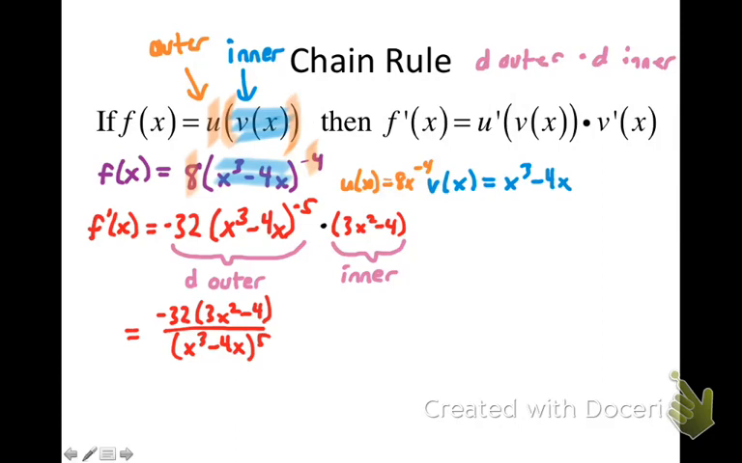Now, there's no canceling that can happen here. There's really no advantage to distributing the negative 32, so I would suggest just leaving the answer like that. All right, chain rule tells you to differentiate a composite function, to find the derivative of the outer function, and multiply it by the derivative of the inner function. Let's see another couple of examples.